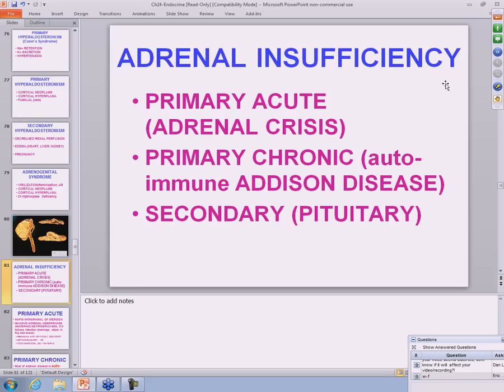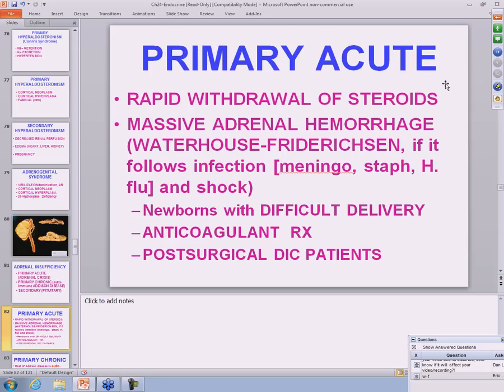The same thing. And of course, let's say that your pituitary shut down for whatever reason, tumor, radiation, all these things we talked about yesterday, would that result in adrenal shutdown as well? Of course, because you're not getting any ACTH. Next one. So let's talk about the primary acute.